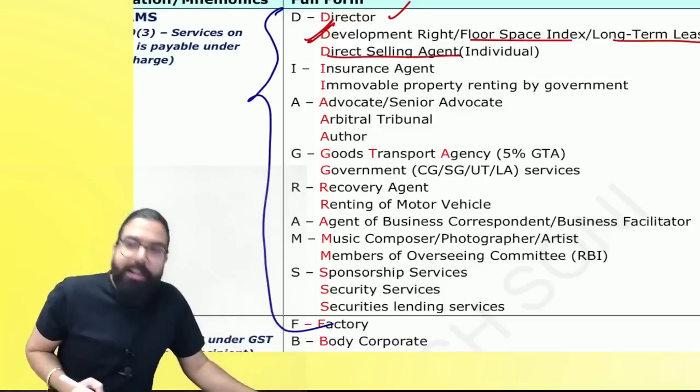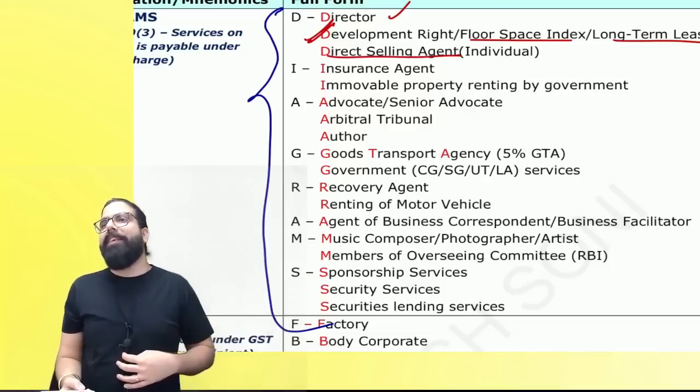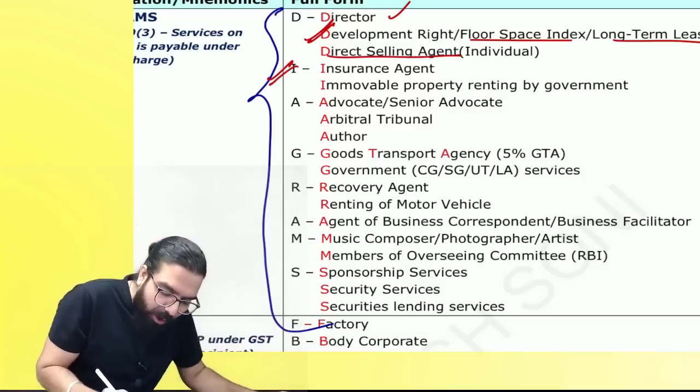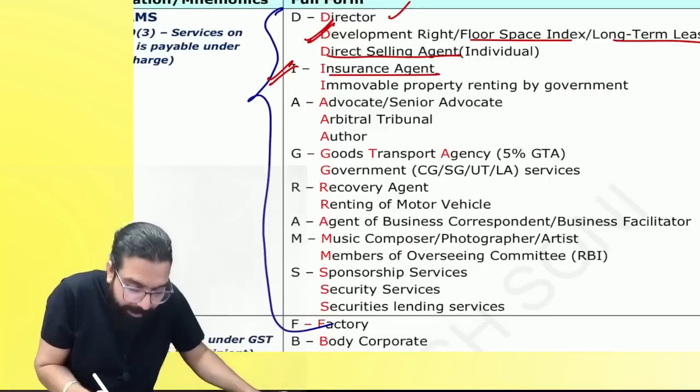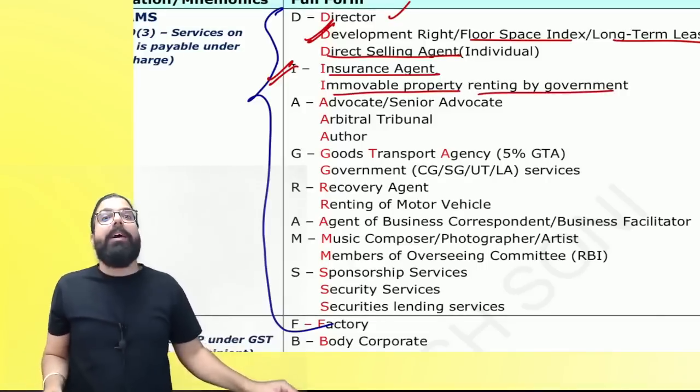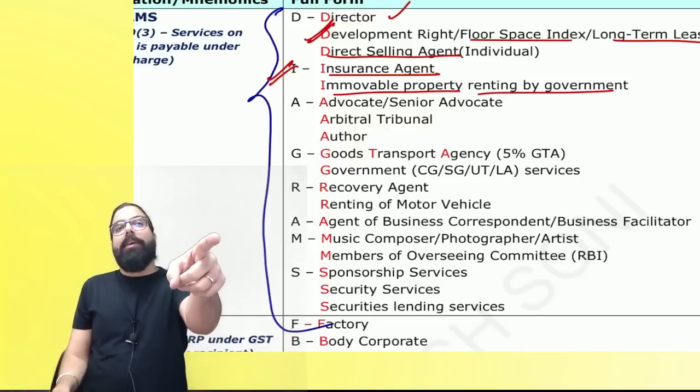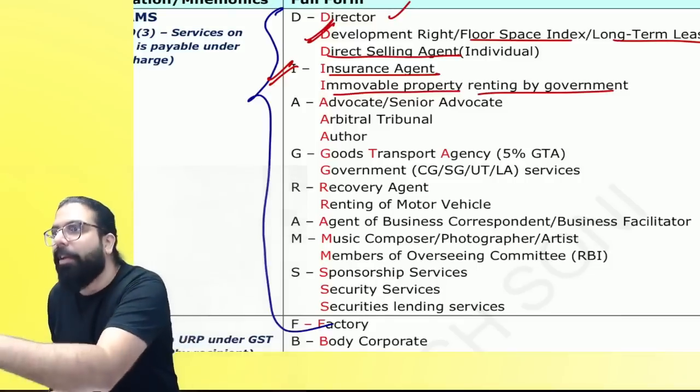Then direct selling agent giving to bank. Who will pay GST under RCM? Bank. Then insurance agent. In case of insurance agent, everyone? Insurance company. Immovable property renting by the government. Who pays GST under RCM? Registered person. You know what?